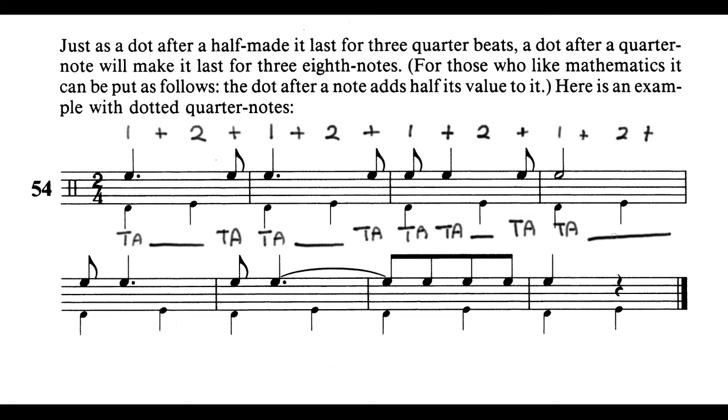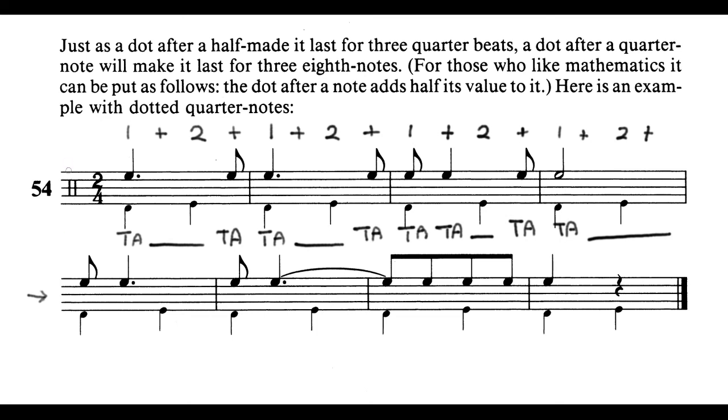So if I were to perform the first line of number 54, and just remember number 54 is 2 lines long, so we want to learn both of these lines. But if I were just to perform the first line, it would sound like this. 1 and 2 and 1 and 2 and ta, ta, ta, ta, ta, ta, ta, ta.